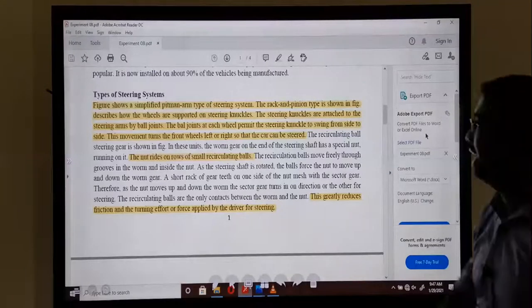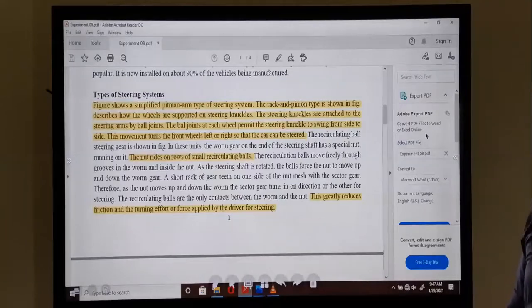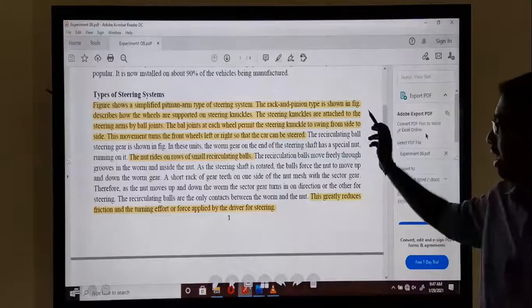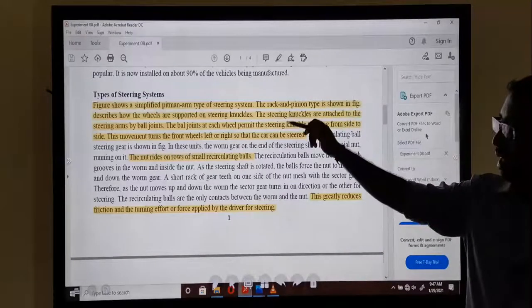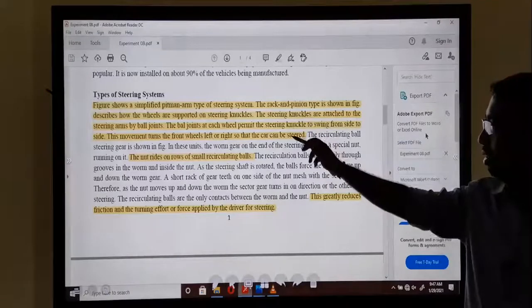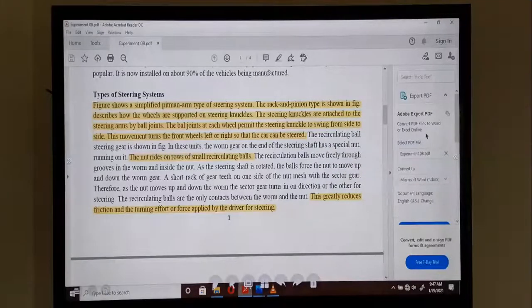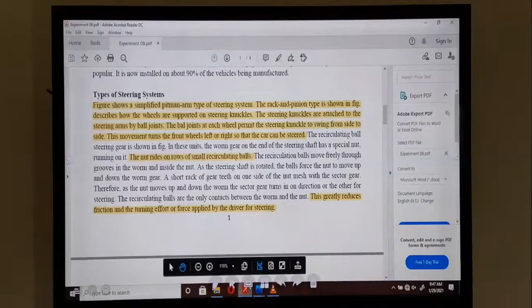For example, the steering knuckles. The wheels are supported on steering knuckles. Then the steering knuckles are attached to the steering arms by ball joints. The ball joint at each wheel permits the steering knuckle to swing side to side. The movement turns the front wheels left or right so that the car can be steered. Let me show some photos.